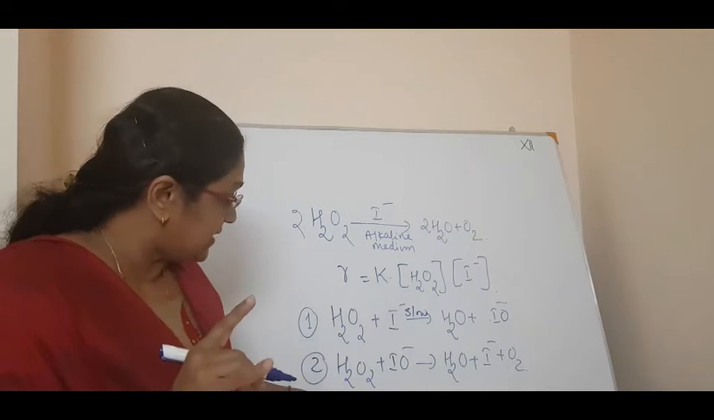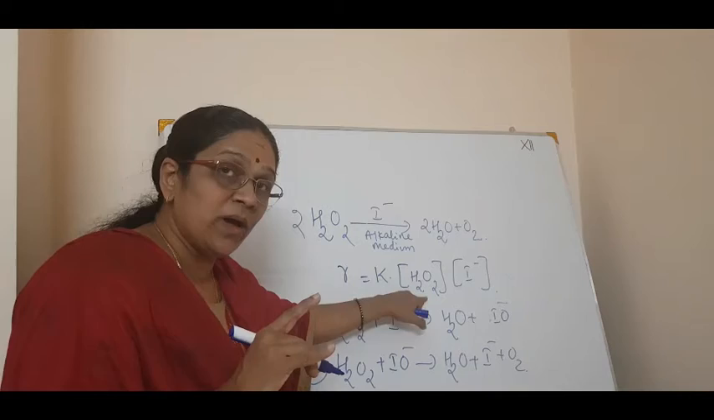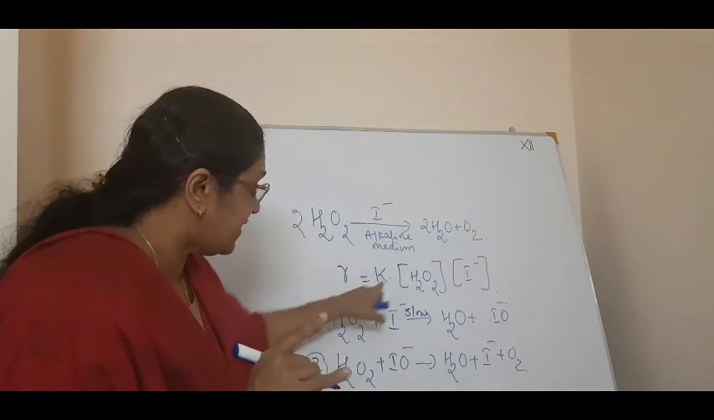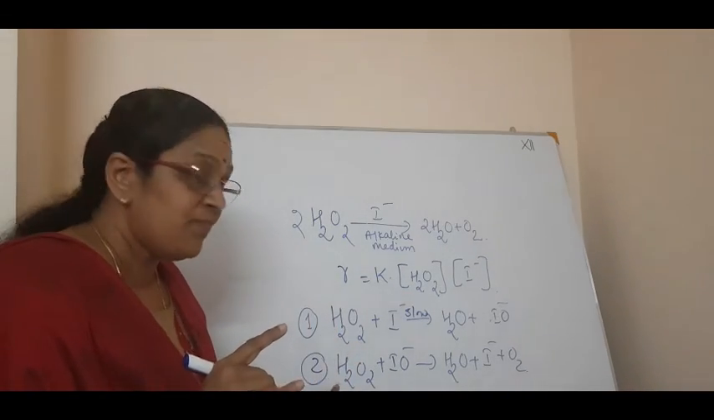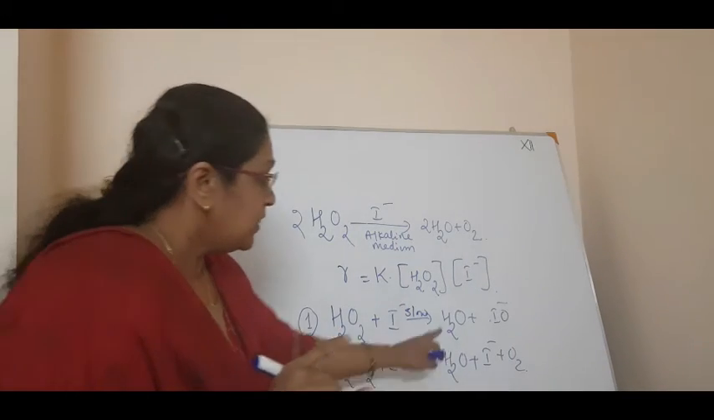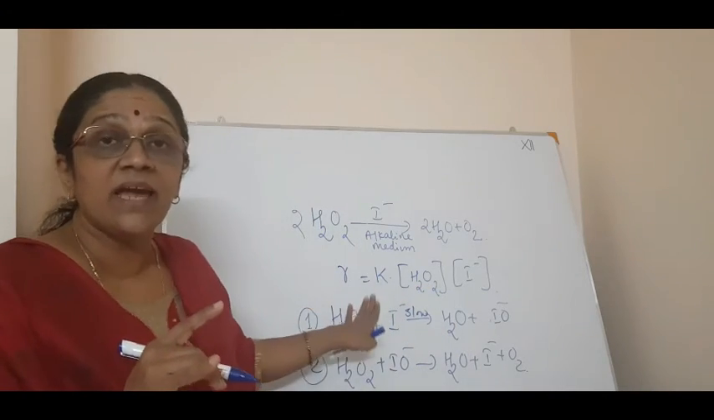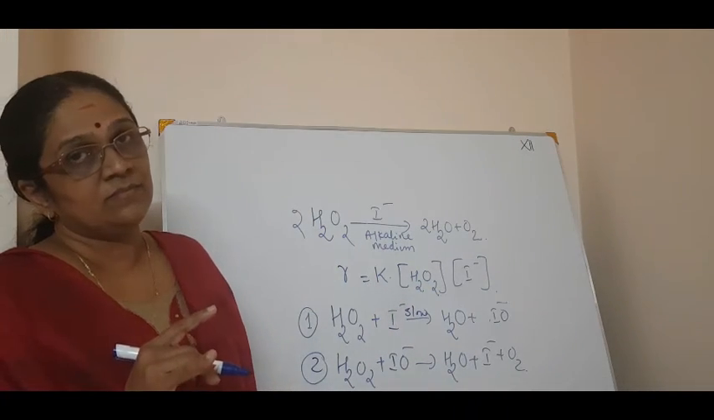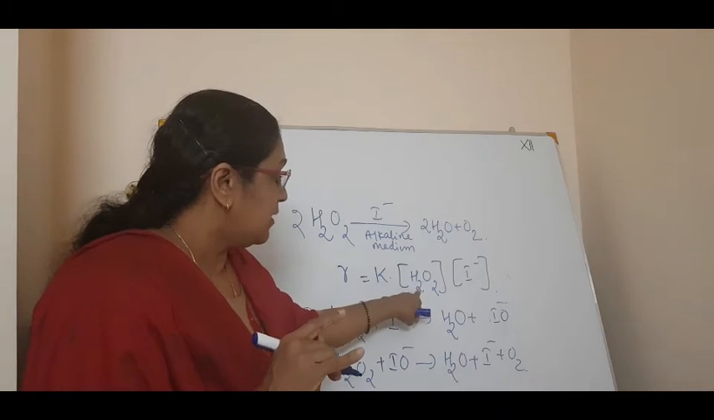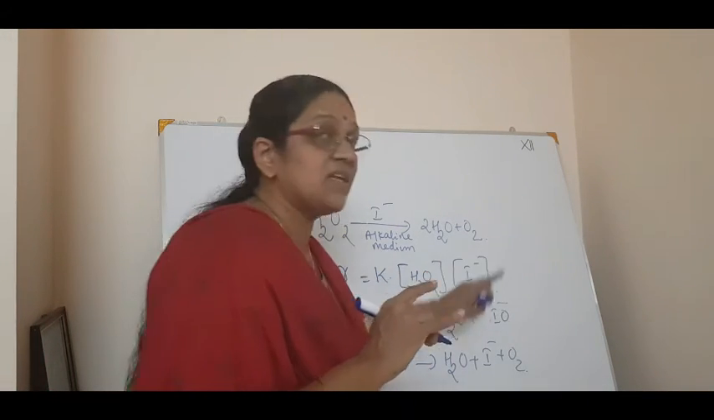Understood? Not this. Why? Experimentally you are getting this. So in order to get this, which will be the slowest step? This will be, because this is H2O2 and I minus. So the formation of an intermediate is the rate determining step. And the power is what? The concentration of H2O2 raised to 1 and concentration of I minus raised to 1.